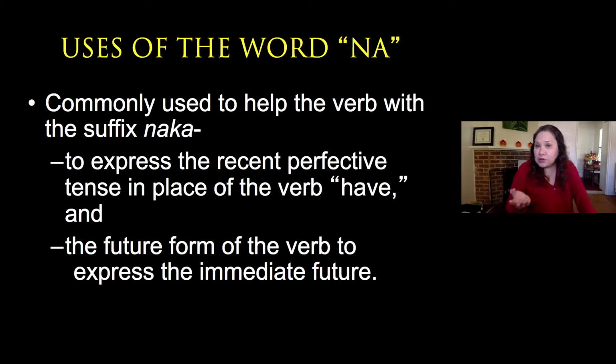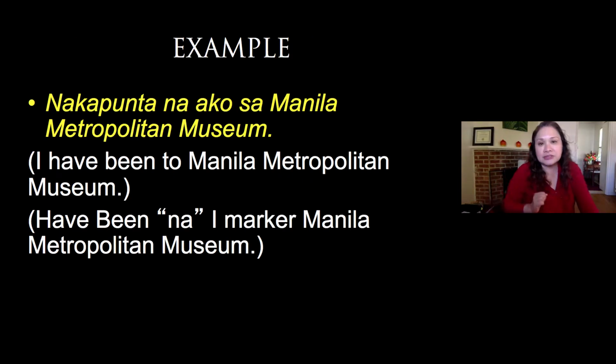It's commonly used to help the verb with the prefix naka to express the recent perfective tense in place of the verb have, and the future form of the verb to express the immediate future. So for example, you say, nakapunta na ako sa Manila Metropolitan Museum. What does it mean? I have been to the Manila Metropolitan Museum. Or, have been na, I marker, Manila Metropolitan Museum.